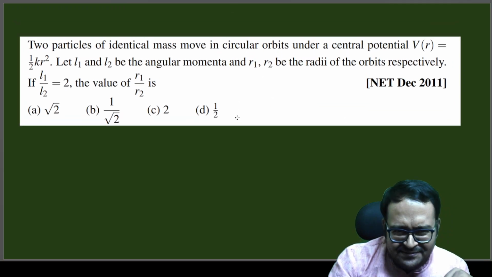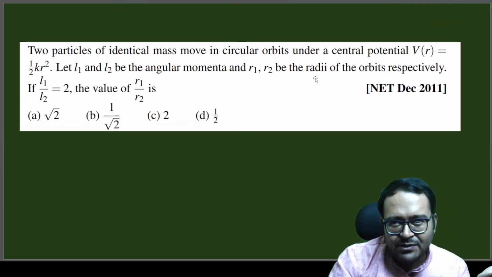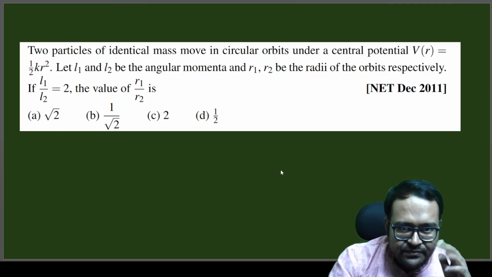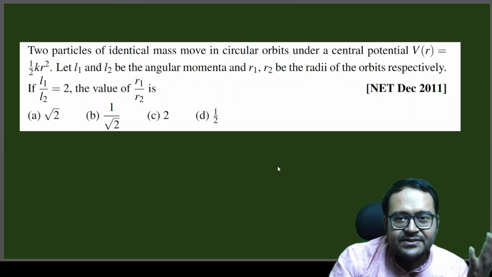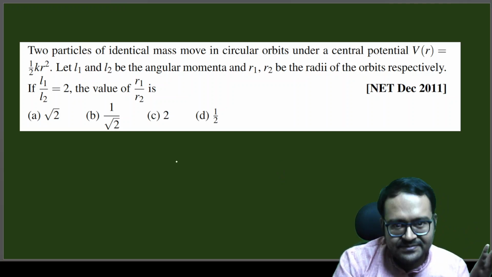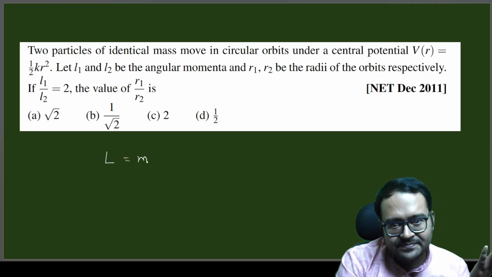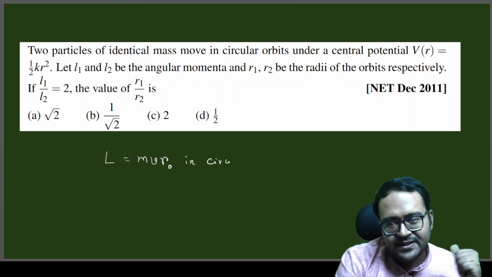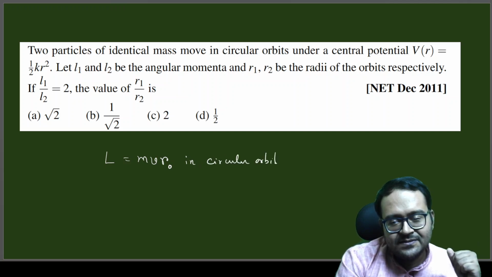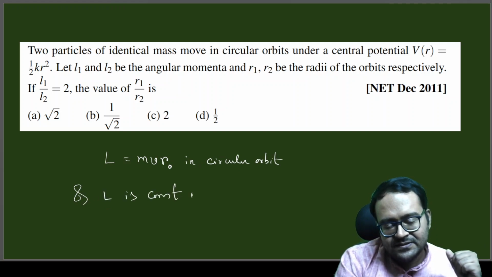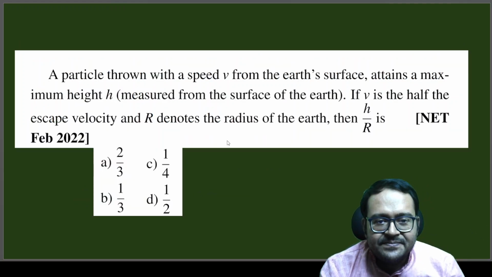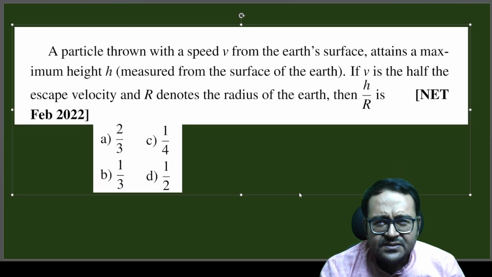This is slightly, not exactly class 12, but angular momentum conservation. In any central force, you see that angular momentum is conserved. And in a circular orbit, angular momentum is mvr, right? And L is constant in a central force. Apply those ideas and you'll get it. Not tough.